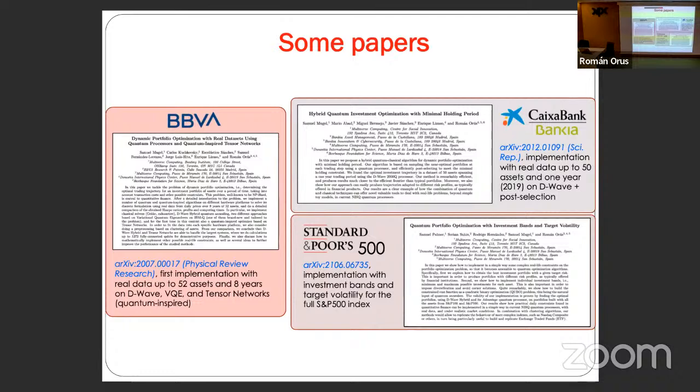in the solver. We were actually able to solve this problem for real data. For real data, okay? For instance, in this case, for BBVA, we did 52 assets over 8 years. And right here for CaixaBank, we did 50 assets over a 1 year period. Here we did the full S&P 500, which are the 500 largest companies in the US, how the prices are fluctuating, how you have to invest in them. So this we could do with hybrid quantum annealing, okay?